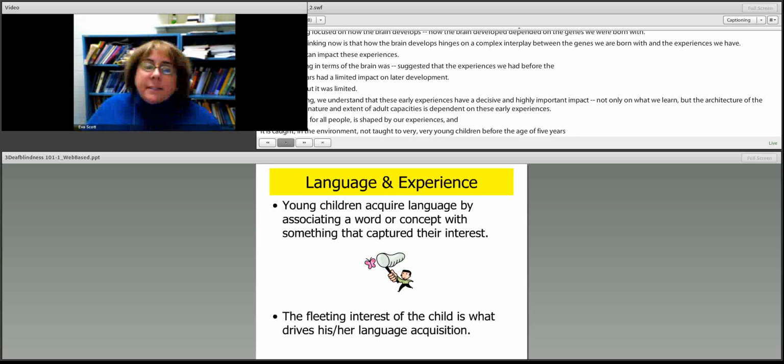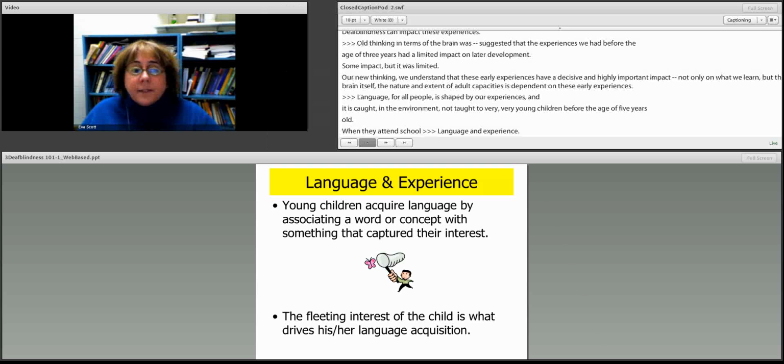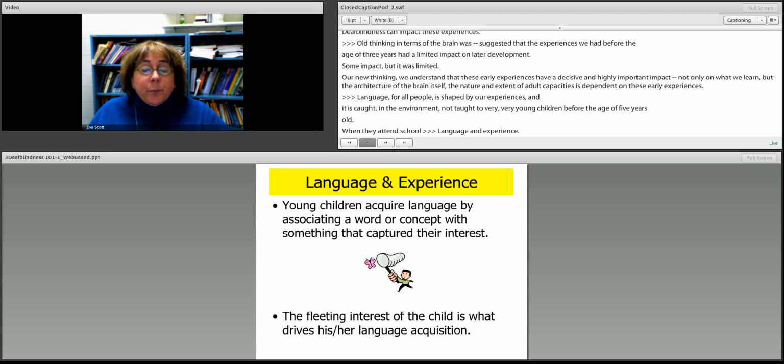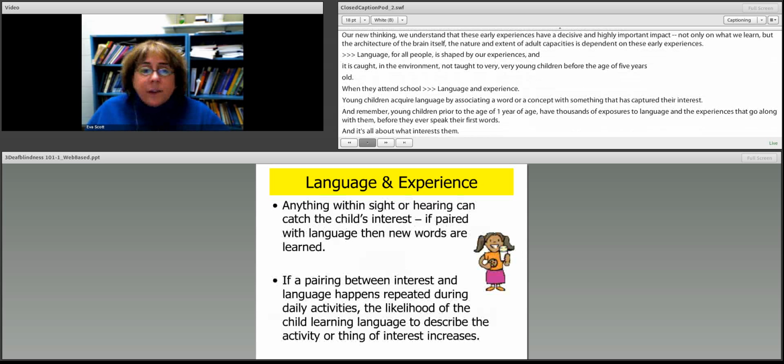Language and experience. Young children acquire language by associating a word or a concept with something that has captured their interest. And remember, young children prior to the age of 1 year have thousands of exposures to language and the experiences that go along with them before they ever speak their first words. And it's all about what interests them. The fleeting interest of a child is what drives his or her language acquisition.